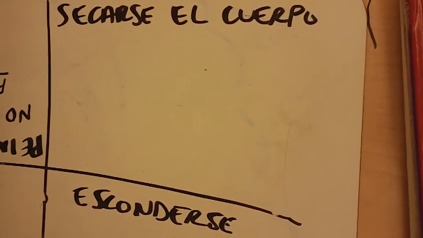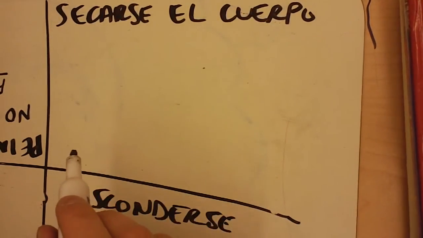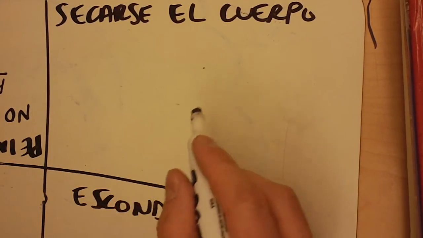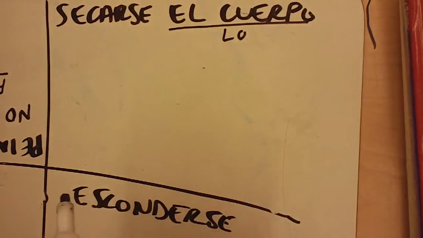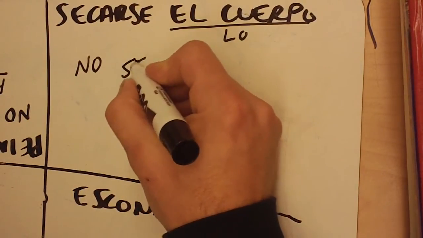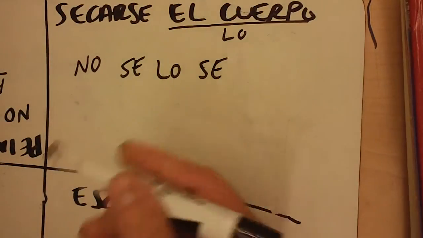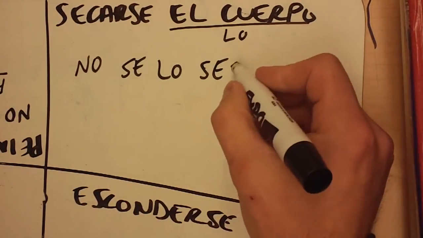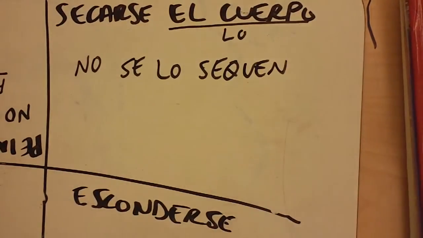All right, we've got two more. We'll do secarse el cuerpo, so dry off your body. Let's do the negative first. Negative's a little bit easier. We will want to change the body to a pronoun, so that's going to change to lo. So the negative command, we're going to say no, se, lo. Keep in mind that this is a car verb, so we have to do something to keep the k sound of secar. No se lo sequen will be the command.